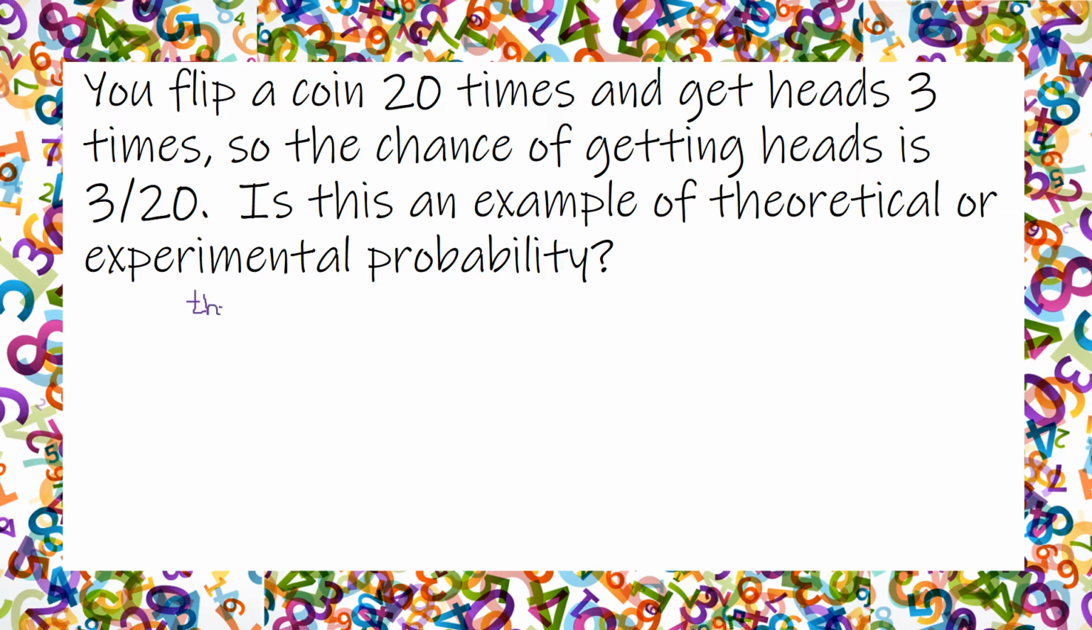So you've got theoretical, which is all based on theory, or based on the total number of possible outcomes. So if you flip a coin, you have only 2 outcomes. You've got heads or tails. So if you flip the coin, you would have a 1 out of 2 chance every time of getting heads.